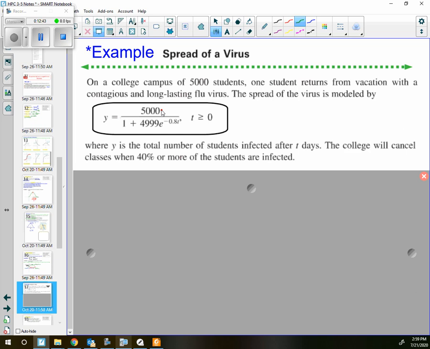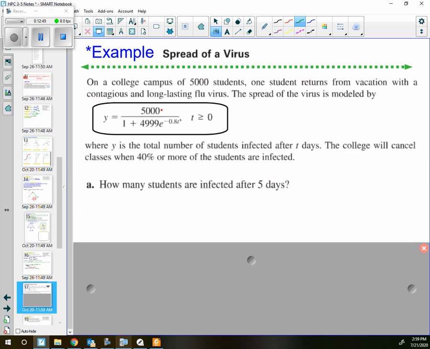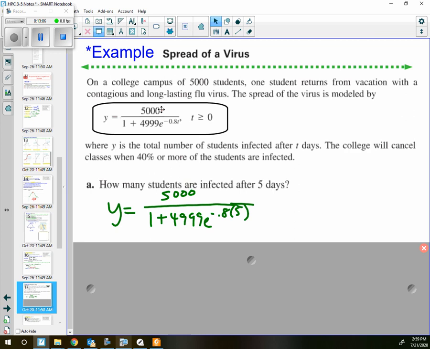We're dealing with a lot of public health initiatives now and trying to figure out what's safe and all of that. So this was kind of pre all of those conversations. So let's take a look. How many students are infected after 5 days? I can just put in 5 for t and solve. So we're going to go ahead and just type that in.